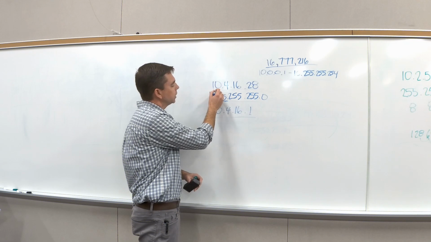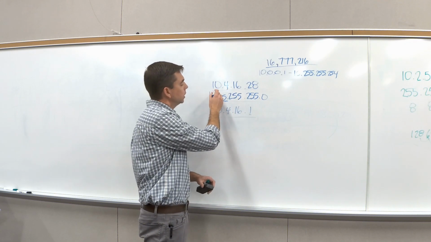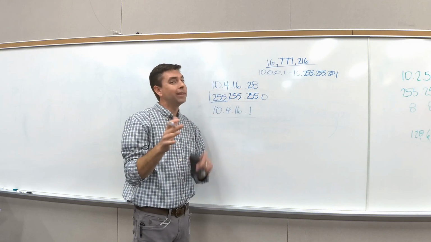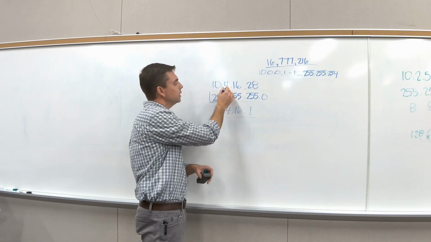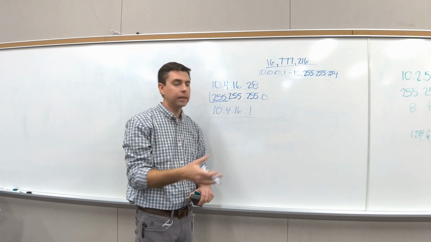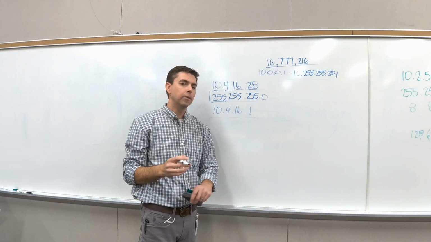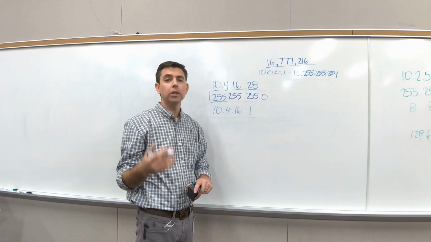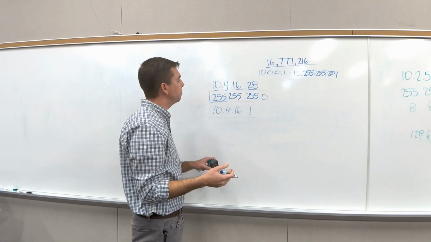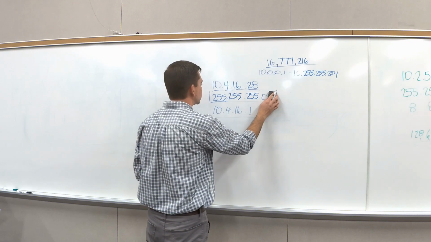IP address, let's say 10.4.16.28. Each of these numbers, and we'll get into what this means a little later, in its particular position is called an octet. This is an octet, that's an octet, that's an octet, that's an octet. So when you hear this phrase start to get used, don't let it throw you. Again, we'll get into what that means in just a second.